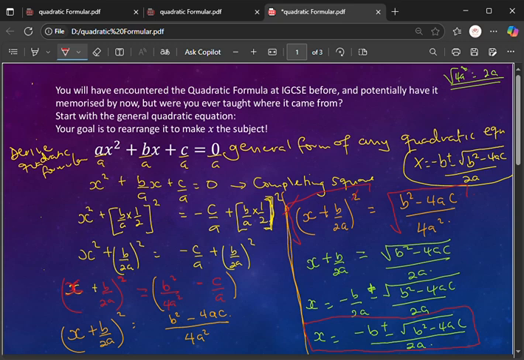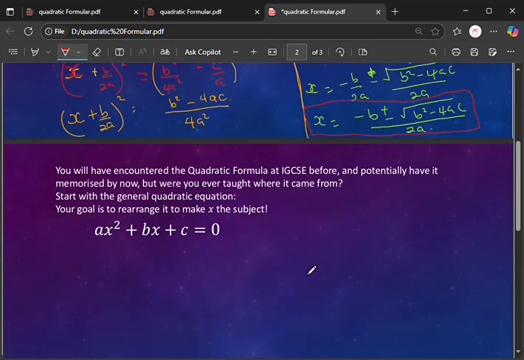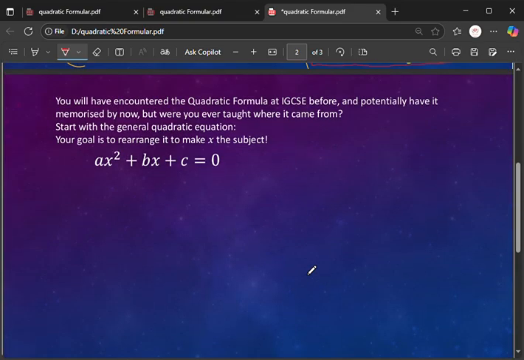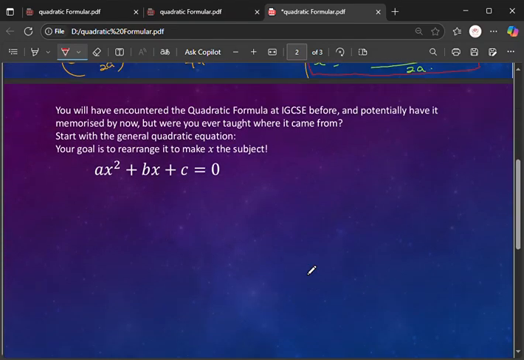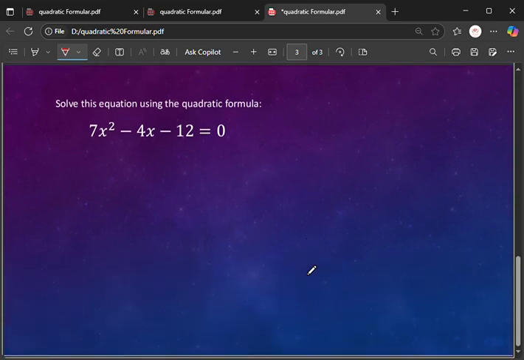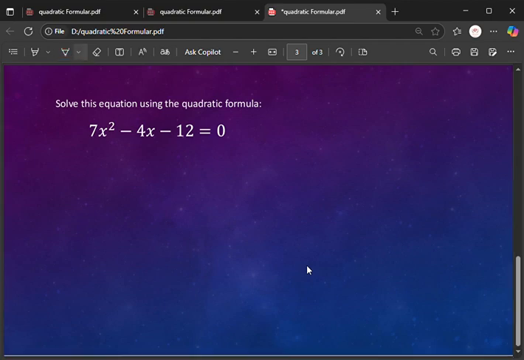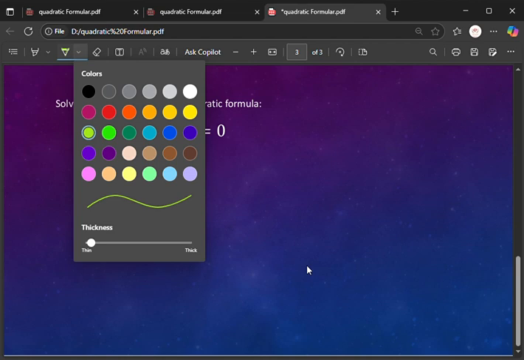In other words, we are making x the subject of the equation ax squared plus bx plus c equals 0, and we have made the equation. Now the next step is we are going to learn how to use it, to solve a quadratic equation. Okay, so this is part of what we've done, so no worries, I've not skipped any question. So this is an example of how I'm going to explain how to use the formula. So let's start.